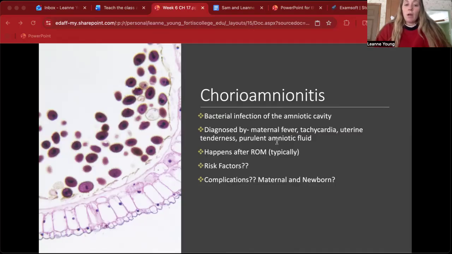Okay. Complications. Women can develop bacteremia, and they're more likely to have a dysfunctional labor, and their risk for a C-section increases. As far as a newborn, what are the risk factors or complications for these newborns? They can develop pneumonia, bacteremia, meningitis. It also puts them at an increased risk for respiratory distress syndrome.